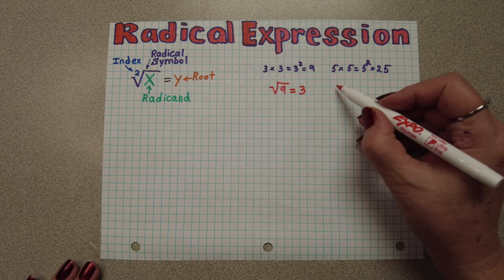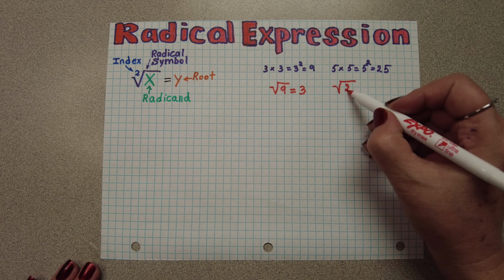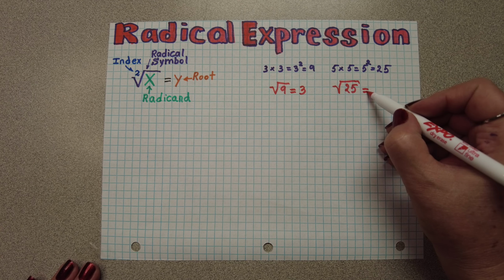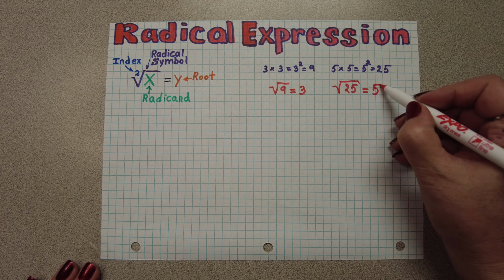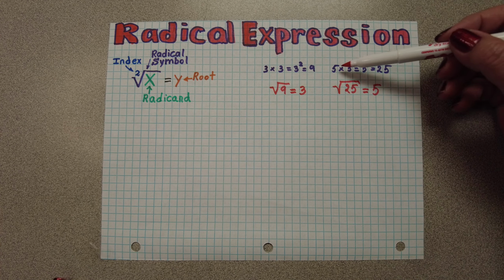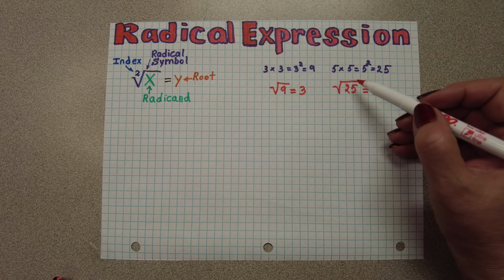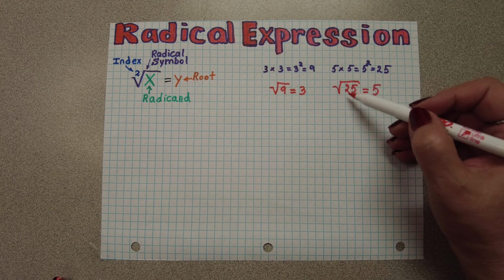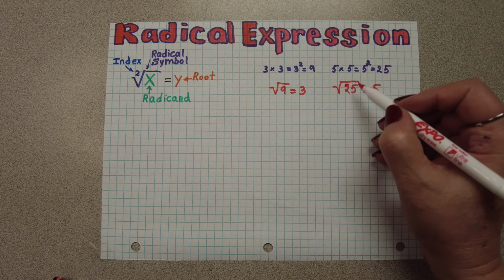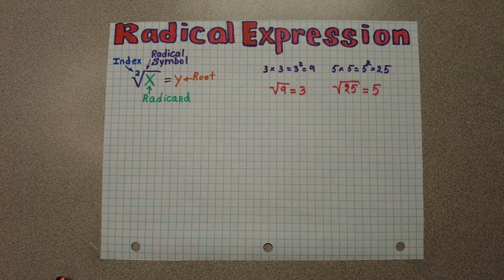What about square root of 25? Square root of 25 equals 5. See, this is kind of the opposite operation we did before. We multiplied 5 times 5 and we got 25. Now we have square root of 25. We already know which number we multiplied by itself to get 25. That was 5. Let's do some more examples.